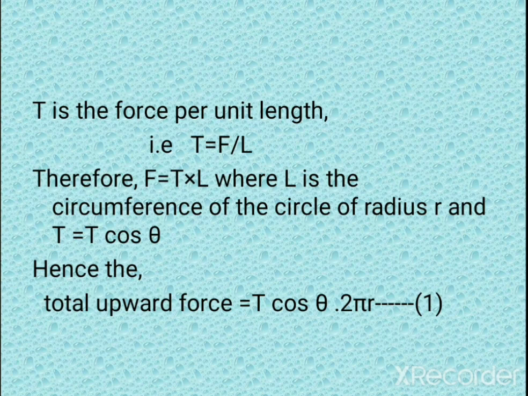force per unit length. We can write force is equal to T into L, where T is the surface tension and L is the circumference of the circle, and r is the radius. So in this way, the upward force is T into L. Instead of T, we write T cos theta. So the upward force F is equal to T cos theta into 2 pi r. This is our first equation, that is, the upward force T cos theta into 2 pi r.